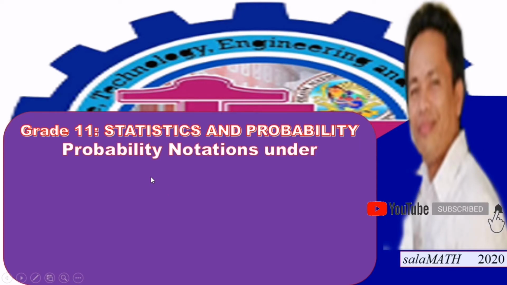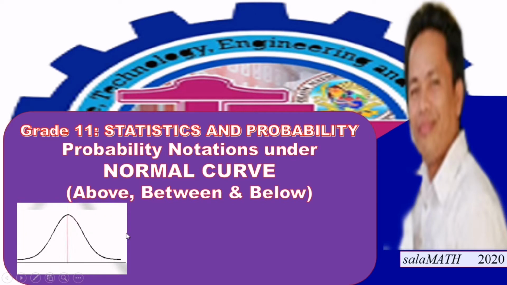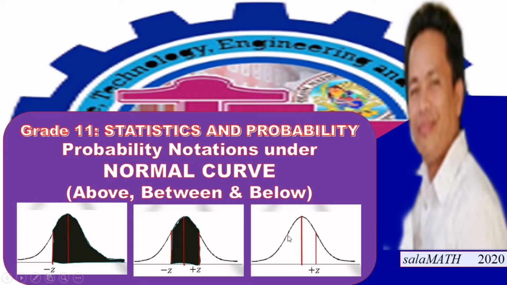Presentation natin ngayon on the probability notations under normal curve. Meron tayong mga cases when required areas are above, between, and below, wherein mabigyan natin ang areas ng bawat models under the normal curve gamit ang probability notations. Ito yung mga sample models natin depicted by the shaded regions under the curve.